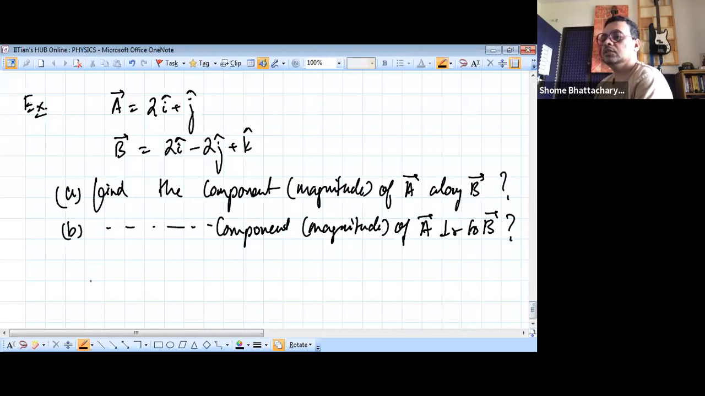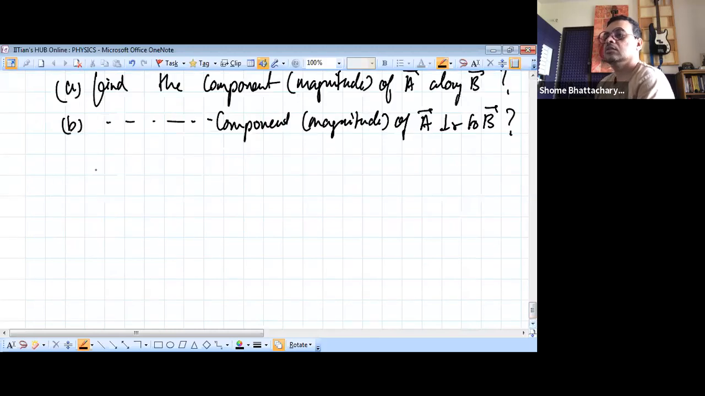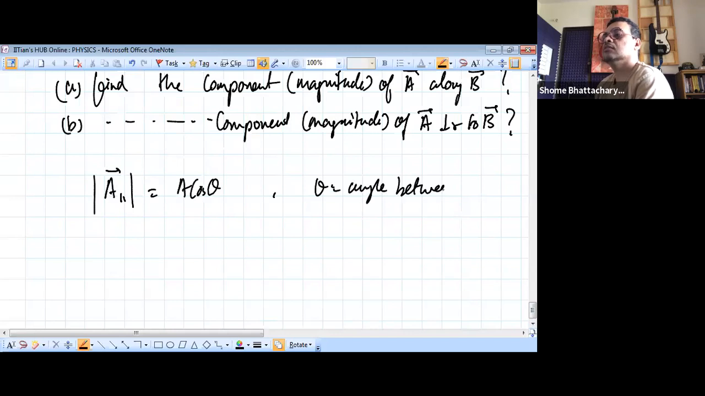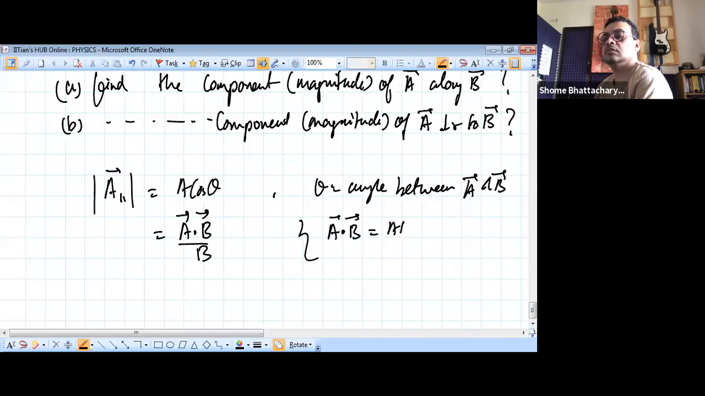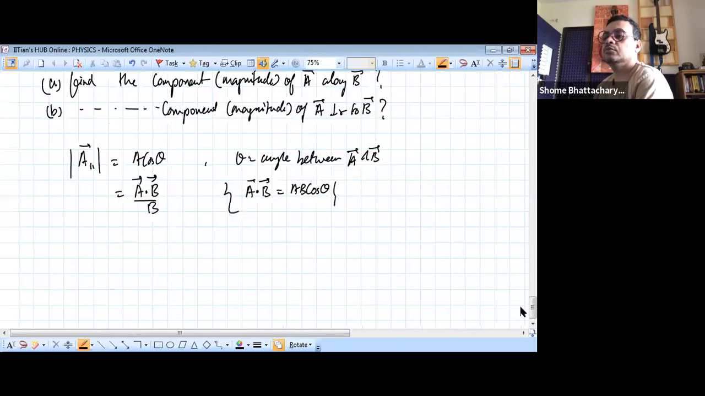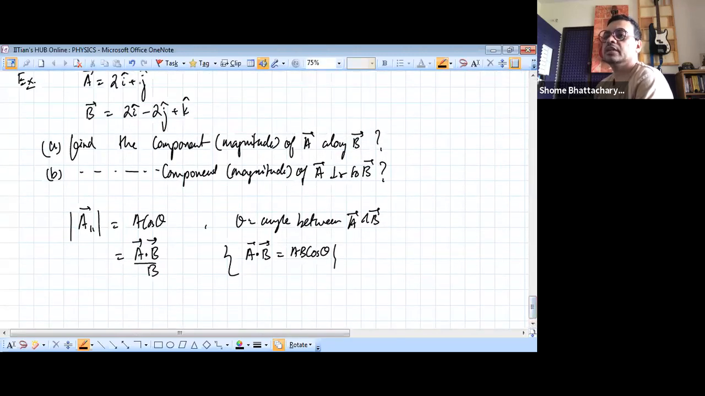Then what we do here is, see that the magnitude of the parallel component is A cos theta, where theta is the angle between A and B. Now A cos theta, mind you, can be written as A dot B divided by magnitude of B, because by definition A dot B was AB cos theta. So A cos theta you just get by dividing A dot B by magnitude of B.